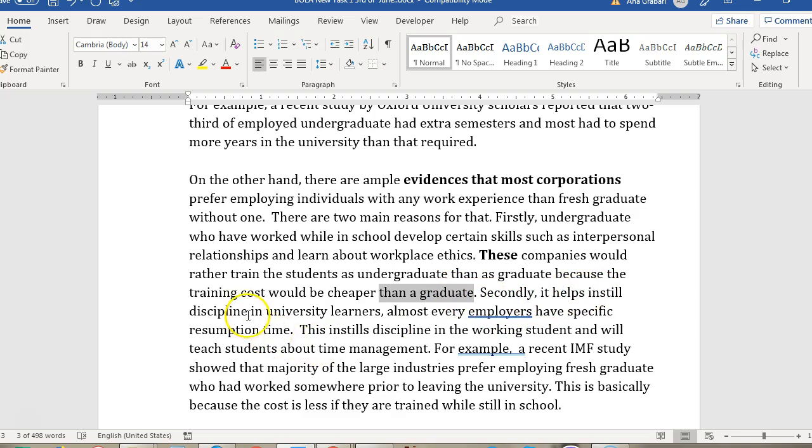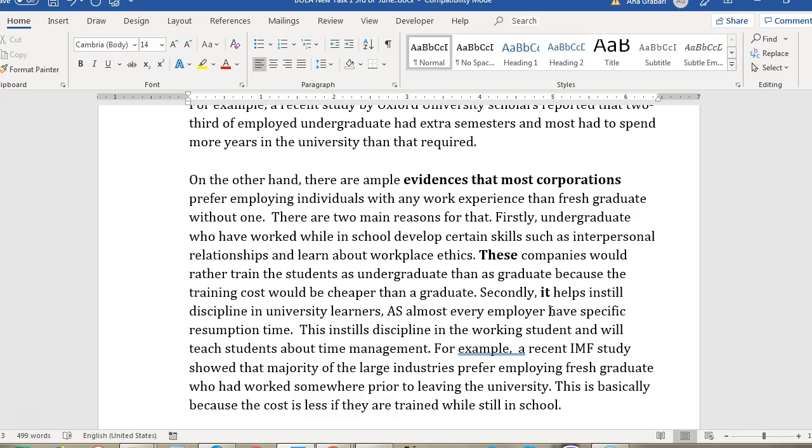Secondly, it helps instill discipline. What it? If you mean part-time jobs, you mentioned this a long time ago and we forgot what this it means. Perhaps you could say working casual jobs helps instill discipline in university learners, as, and you need a linking word, as almost every employer, you really have a thing with using singular and plural.